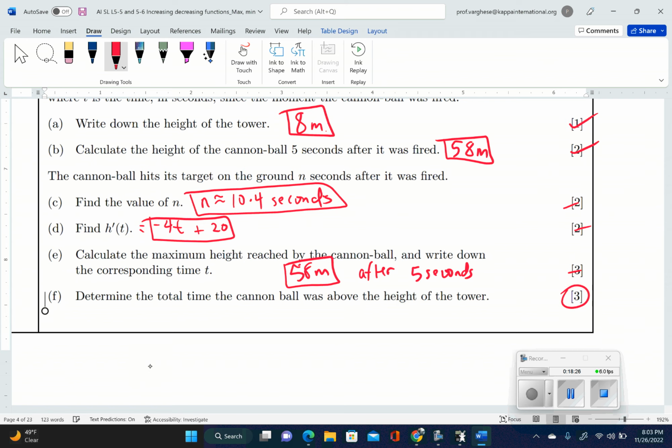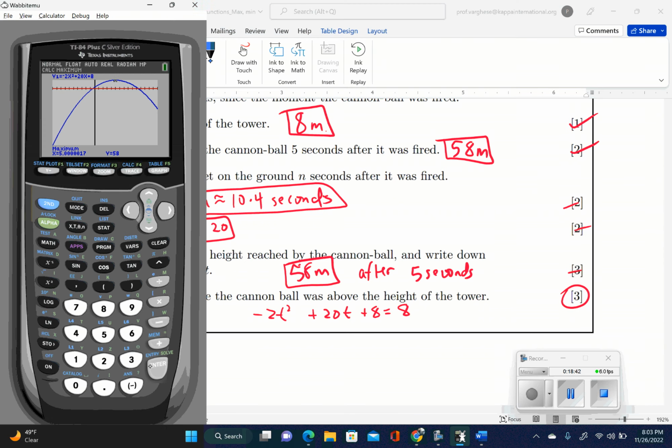So it says determine the total time the cannonball was above the height of the tower. So this is where our function, which is negative 2t squared plus 20t plus 8, is equal to the height of the tower, which was 8. So I want to see where these two are the same. So I'm going to go to y equals. Instead of 0 here, I'm going to change this to 8, and I want to see where they intersect.